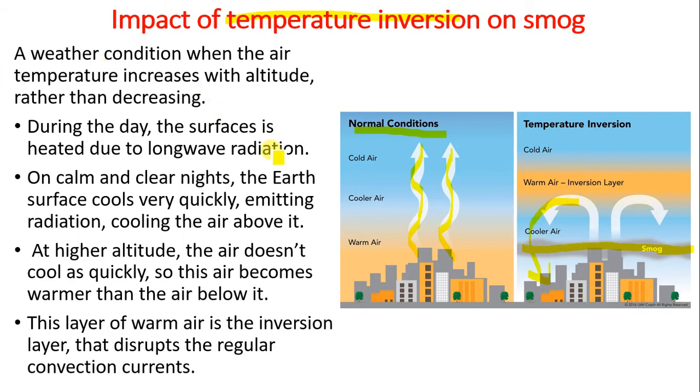Now, during the day, the surface is heated due to long wave radiation. Now, on cold and clear nights, the Earth cools very quickly, emitting radiation, therefore cooling the air above it. Now, at higher altitude, the air doesn't cool as quickly, so this air becomes warmer than the air below it. Now, this layer of warm air is the inversion layer that disrupts the regular convection current. And that is enhanced by smog, which is known as tropospheric ozone.